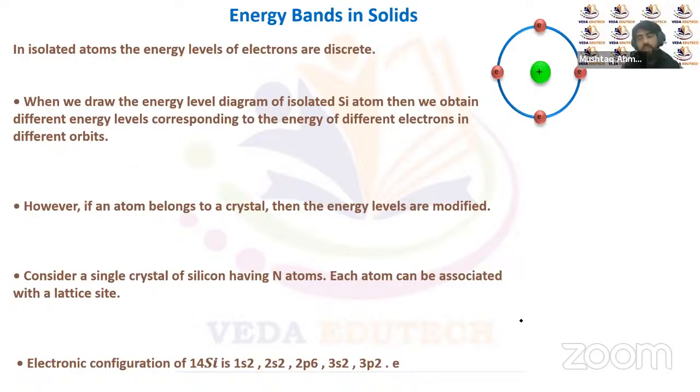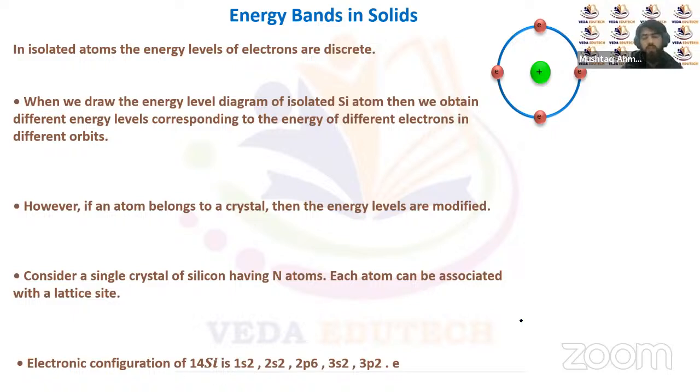Now let's discuss how actually the conductivity takes place. In case of solids, we know that if we have an isolated atom, so let's suppose we have a carbon atom. Carbon has 6 electrons. 2 electrons are in its first orbit, and the rest 4 electrons are in its second orbit. So this is the electronic configuration of carbon, or we can say the electronic configuration of an isolated atom.